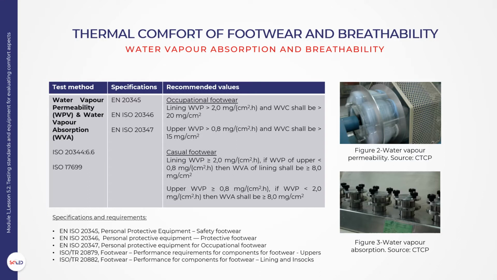In the case of occupational footwear, the upper should have a water vapor permeability higher than 0.8 mg per squared centimeter per hour and a water vapor coefficient greater than 15 mg per squared centimeter. The coefficient value is obtained from the water vapor permeability and water vapor absorption. The lining materials have more exigent recommended values, for example, they should be more breathable than upper materials. During the design conception and footwear production, it is necessary to consider the breathability of materials by itself and together in the type of bonding, to prevent the glue from compromising the breathability of materials.